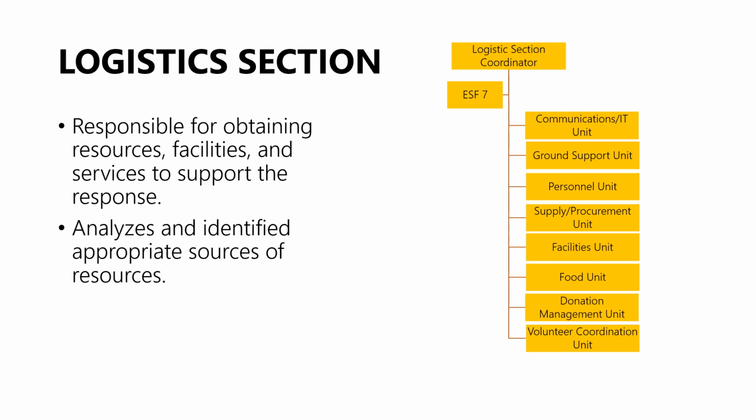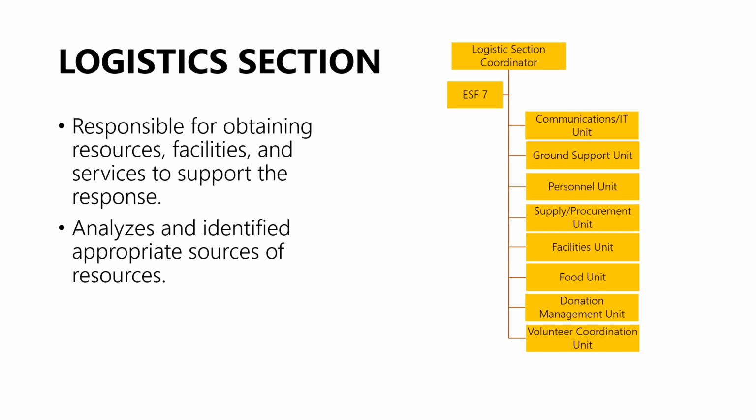Ground support unit, do we need to transport resources out to the field? Like if we get a whole shipment into the EOC, now do we have to transport it out? Or are we going out into the field? Do we have vehicles that we need to support, making sure that our vehicles are fueled up, having maps and stuff like that. They're going to handle all the transportation piece of that.